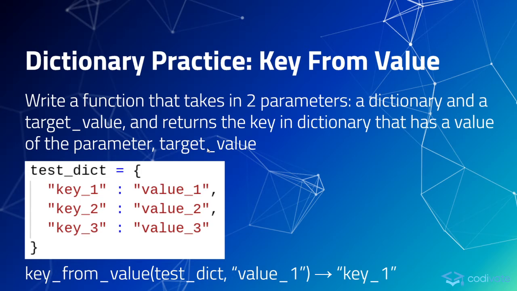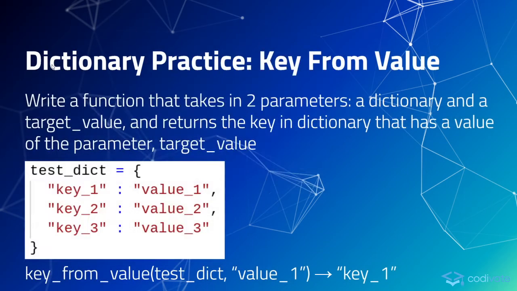And another way you can improve your code is if we make it through the entire dictionary and we don't find any key that has the specified value, we could just return a string that says that the value is not in the dictionary. Alright, you can pause the video after the hint, and now we will go over the answer.